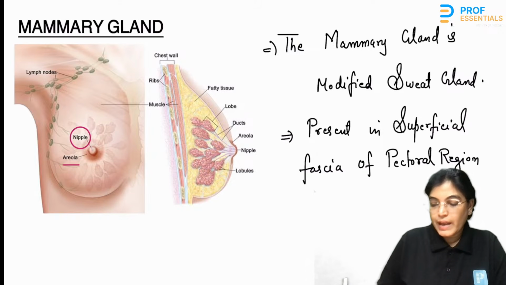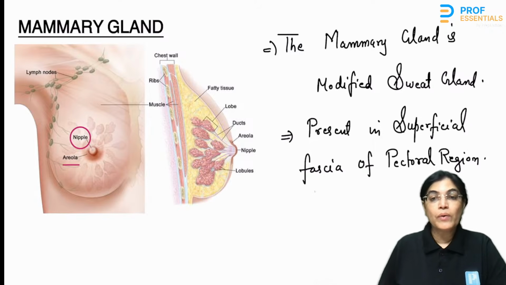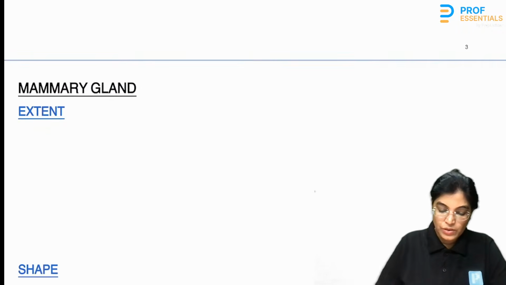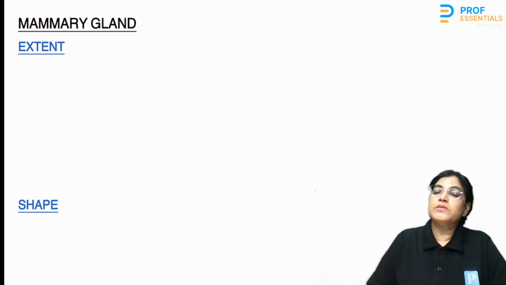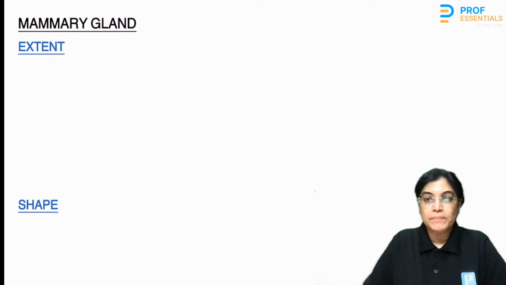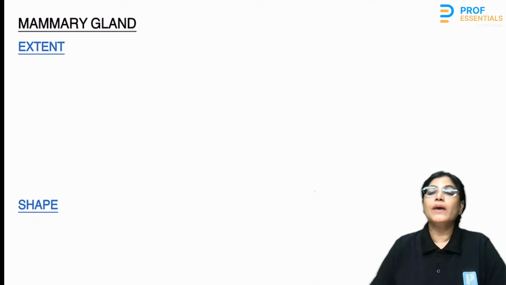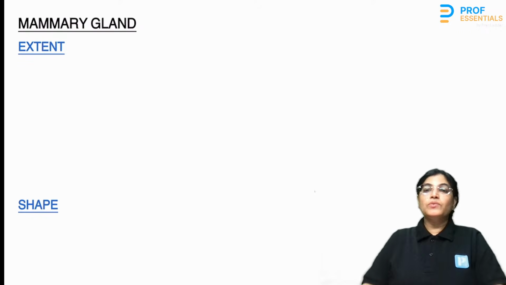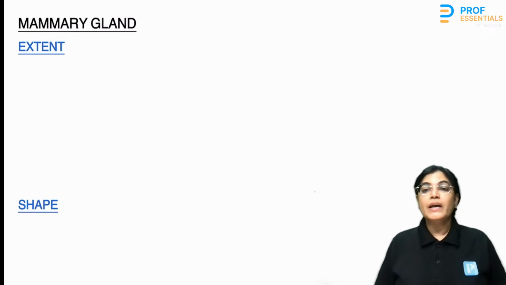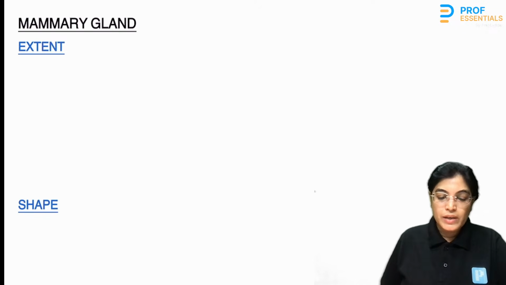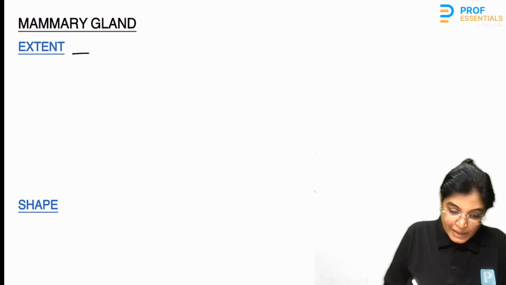Next, we have to know about the location and extent of the mammary gland. I would like to firstly write these things and then I will draw a diagram. If you want to score better marks in your university theory papers, or any summative exam going on in your college, you have to draw multiple diagrams. I don't want everybody to draw a very beautiful diagram, but it should be anatomically correct so that you can get better marks in your theory papers. So if I tell you about the extent, the vertical extent and horizontal extent.